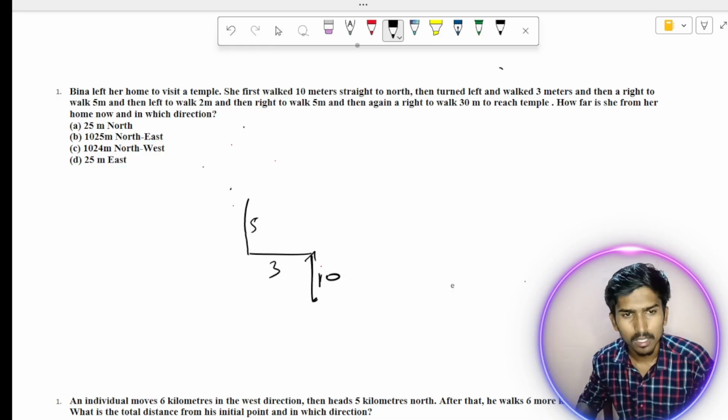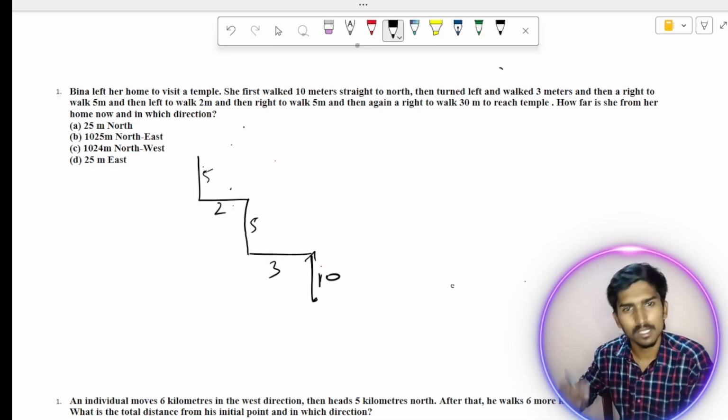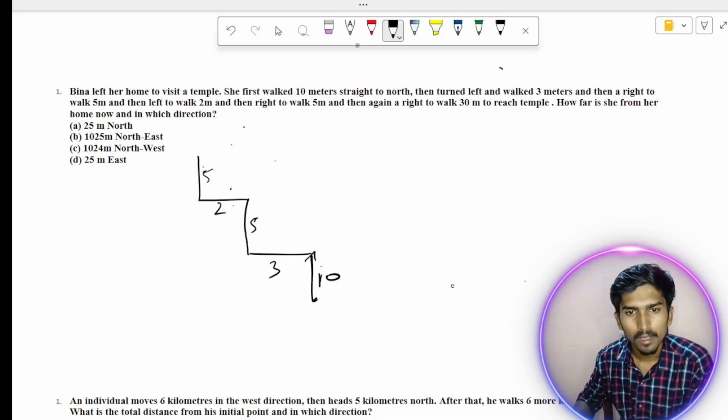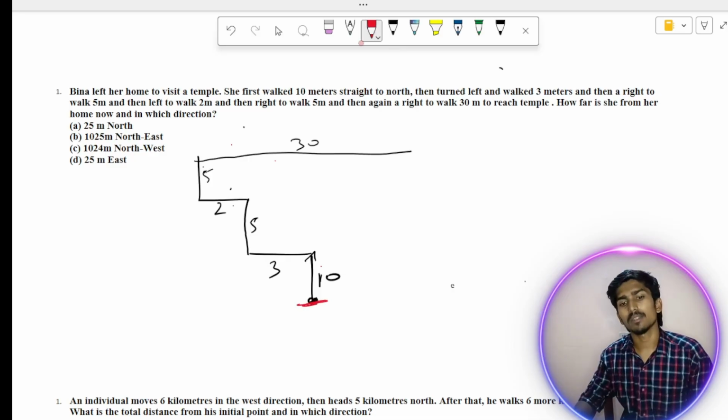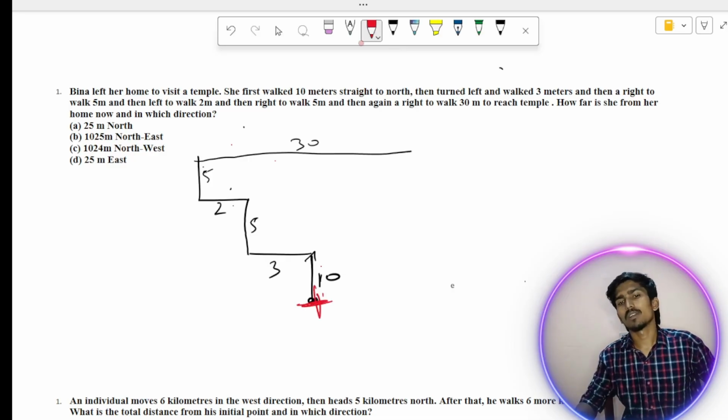Then left again, this is 2 meters. And then right to walk 5 meters. Wow, fantastic question. She is just moving to the temple. And then again right to walk 30 meters. How far is she from her home now and in which direction? This is the home. How far? They're asking for the distance and direction from the starting point. We want direction and distance.